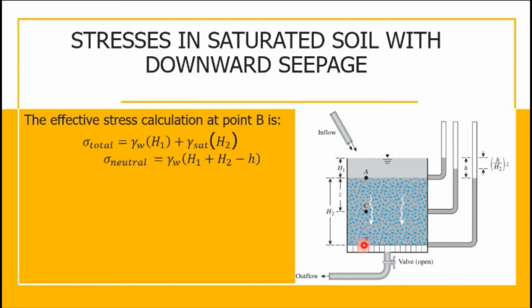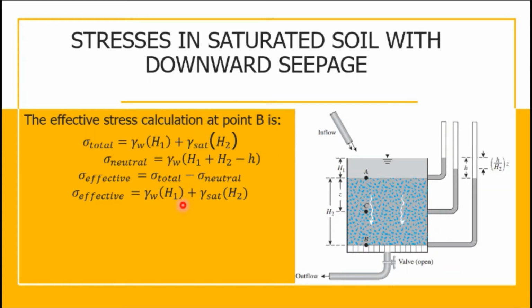The neutral stress is equal to the unit weight of water multiplied by H sub 1 plus H sub 2 minus H. So we have to subtract the seepage in downward seepage. So in upward seepage, we have to add. In downward seepage, we have to subtract. So combining, the effective stress is equal to the total stress minus neutral stress.